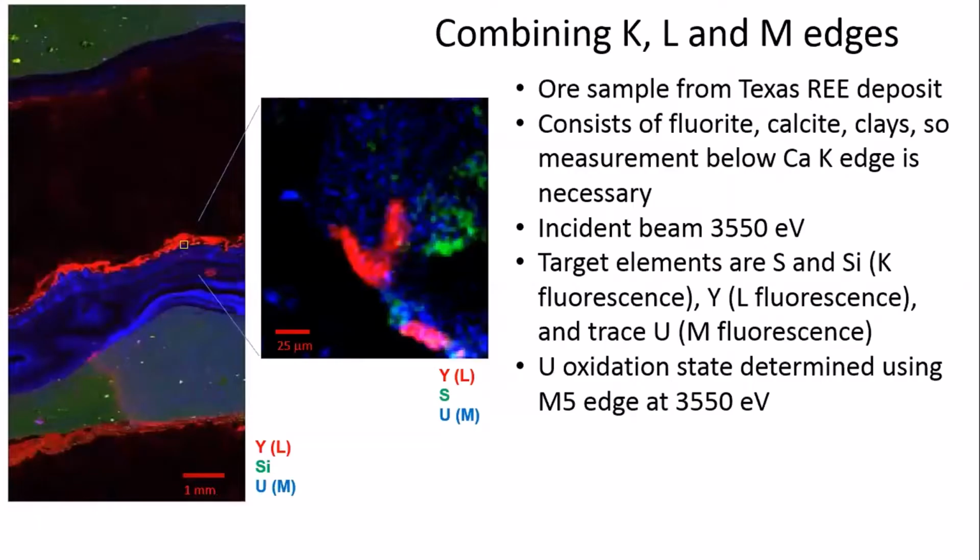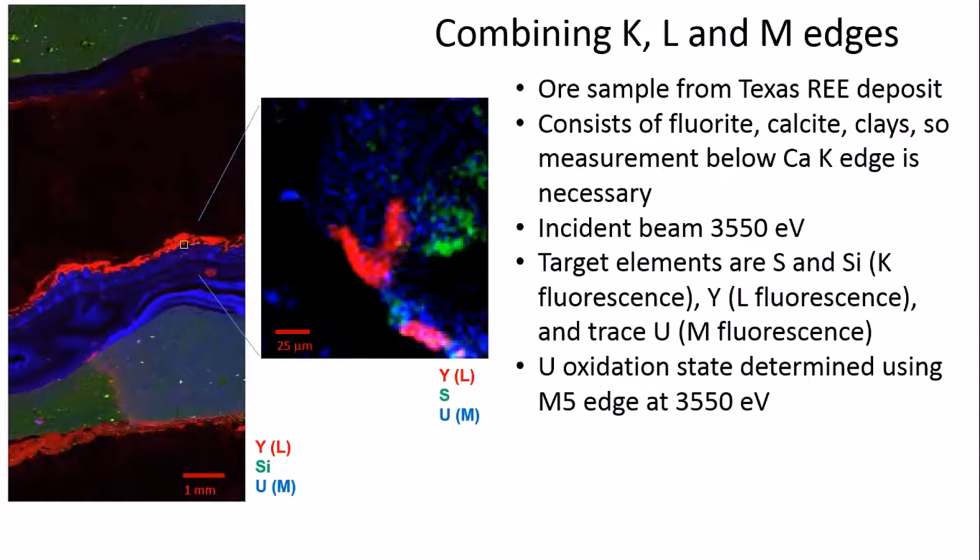Back to Earth on a geologic sample. This is an ore sample from Texas. And this shows a combination of using different K, L, and M edges. The sample matrix had a lot of calcium in it, so we want to go below the calcium K edge. But our target elements were sulfur and silicon at the K edge. We also looked at yttrium in the L edge fluorescence, and a trace of uranium looking at the M fluorescence.